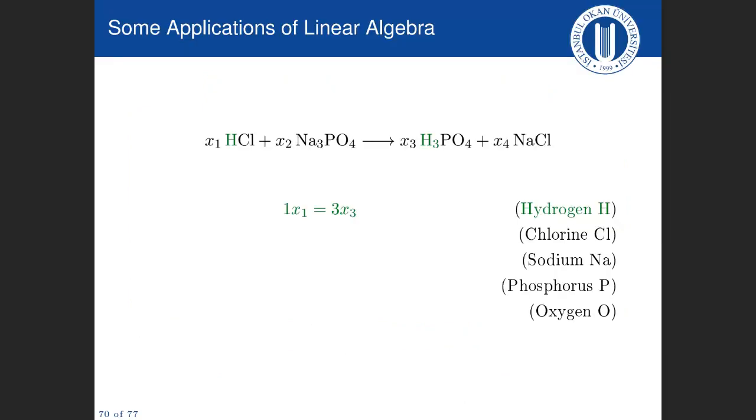So let's look at each type of atom separately. First, how many hydrogens do we have on the left? We have x1 hydrogens on the left. How many hydrogen atoms do we have on the right? There's 3 x2 hydrogen atoms on the right.